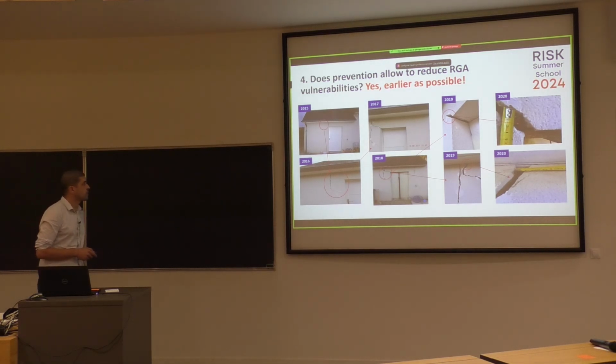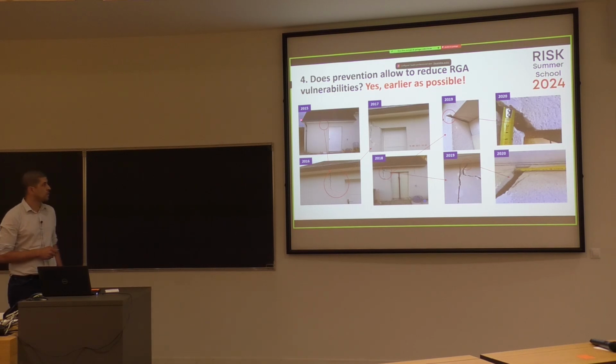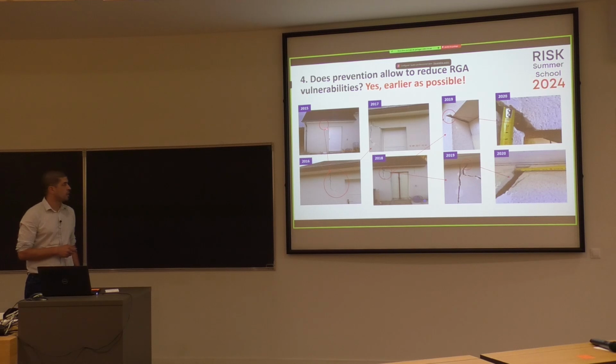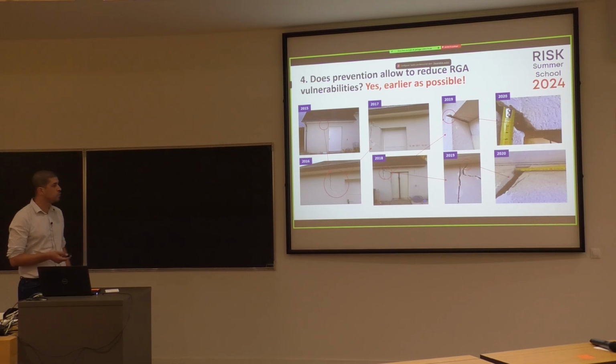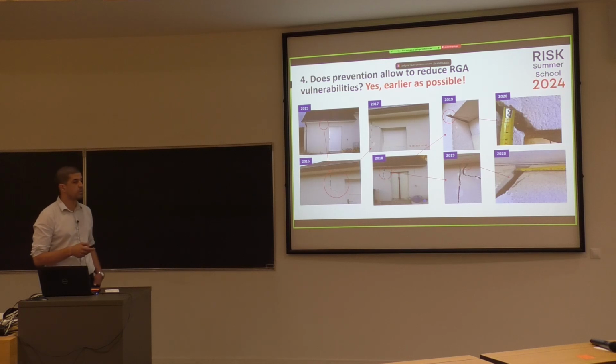Now for the fourth point. Does prevention allow to reduce RGA vulnerabilities? The answer is yes, as early as possible. Why? Because, for example, here you have an illustration in an individual house. In 2015, one small crack appeared, which was not treated, and you can see picture after picture the evolution, the propagation of this crack, and the appearance of new cracks, to move to cracks with a dimension in centimeters.